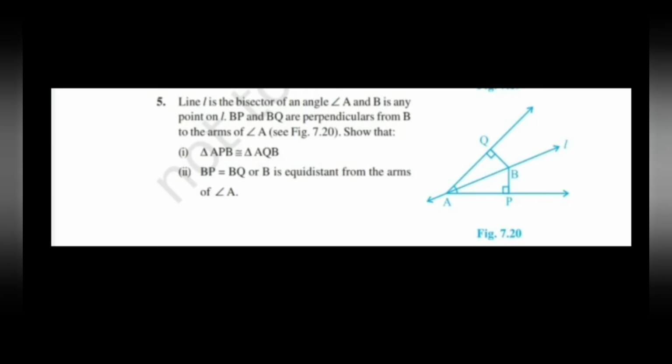Fifth, line L is the bisector of an angle A and B is any point on L. BP and BQ are perpendiculars from B to the arms of angle A. Show that, question number 1, triangle APB is congruent to triangle AQB. Second question, BP is equal to BQ or B is equidistant from the arms of angle A. So this is the question I am going to solve.